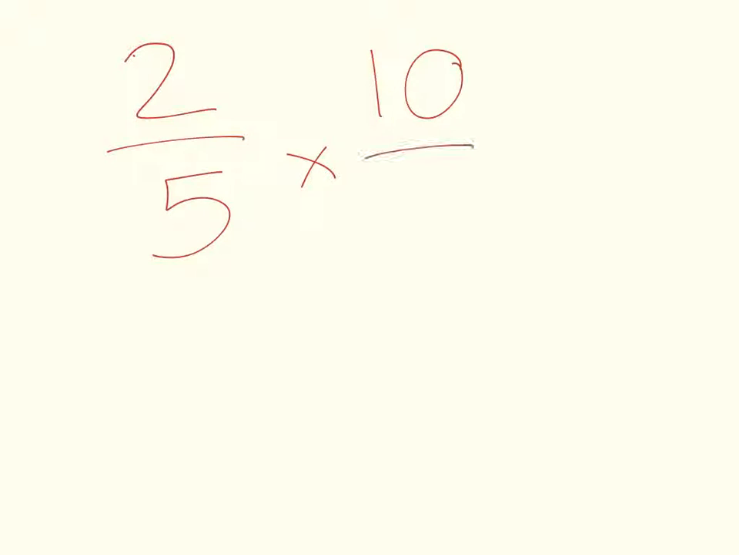So this lesson is over how to multiply a fraction. Let's start with something real simple. What if I have 2/5 times 10/12? Now remember, the first thing that you want to do is to look and see if you can cross cancel. So when you look to see if you can cross cancel, you're going to be looking diagonally.